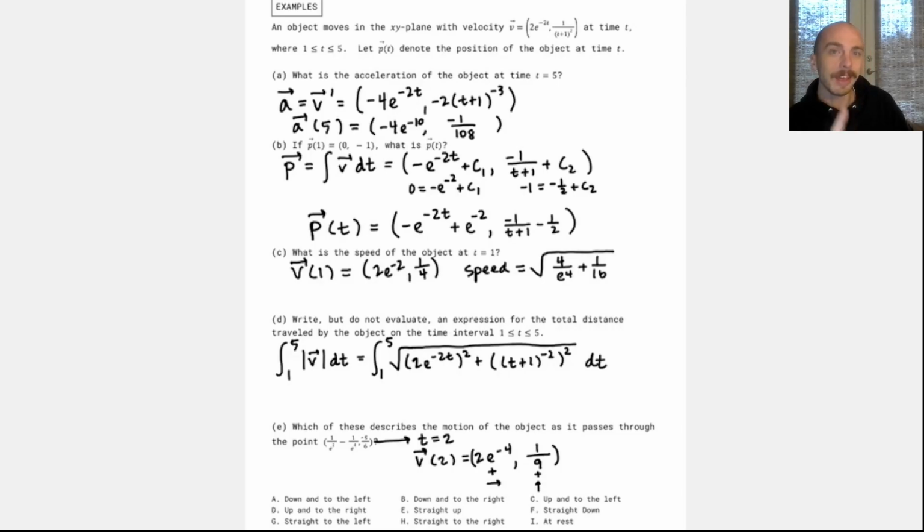Okay, and since the x component of velocity is positive, I know the object's moving to the right. And since the y component of velocity is positive, I know the object's moving up. So I'm going to choose answer choice D, up and to the right.